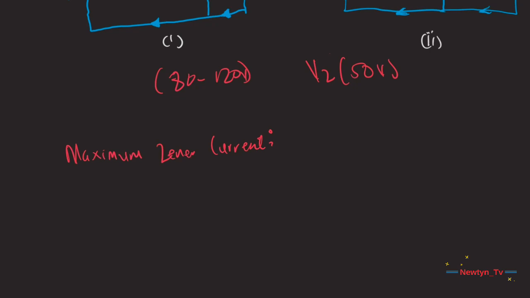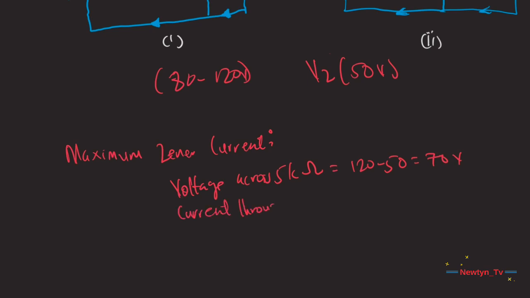So the Zener will conduct maximum current when the input voltage is maximum, that is 120 V. Under this condition, the voltage across the 5 kilo ohms will be equal to 120 minus 50, which is 70 volts. Now the current through the 5 kilo ohms will be equal to 70 volts divided by 5 kilo ohms, which will be 14 milliampere.